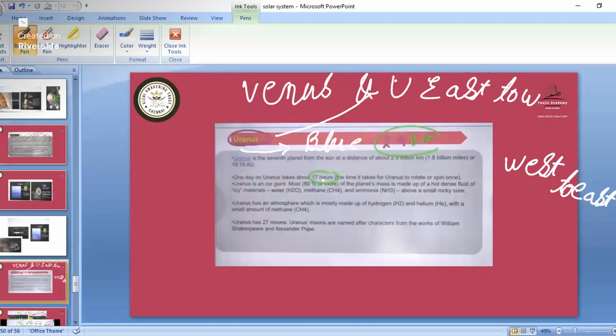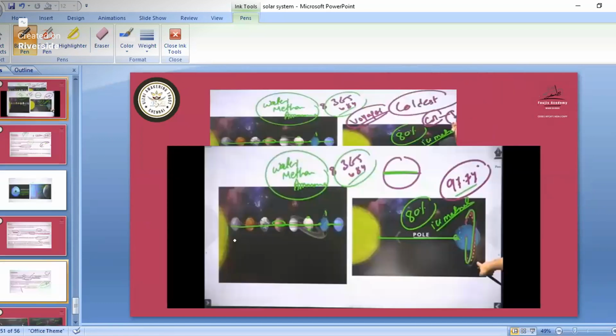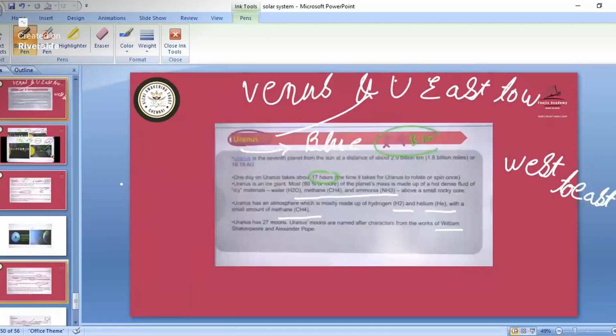On its axis, Uranus takes 17 hours to rotate, and it has fluid materials, that is water, methane, ammonia, and a small rocky core. Uranus has an atmosphere made up of hydrogen, helium, and a small amount of methane. Uranus has 27 moons, and they are named after characters from the works of William Shakespeare and Alexander Pope.